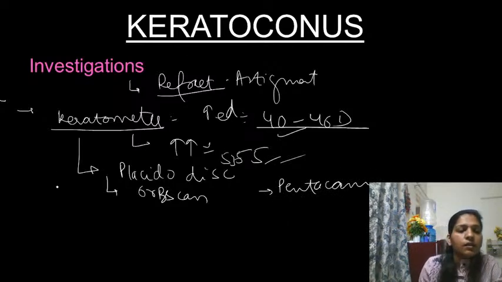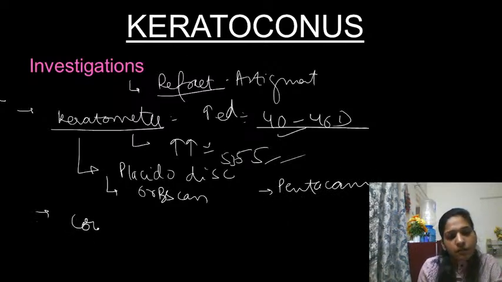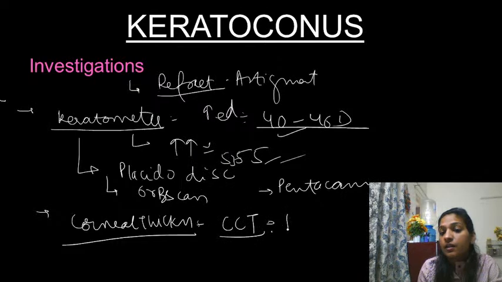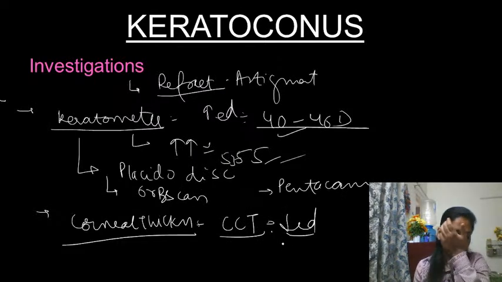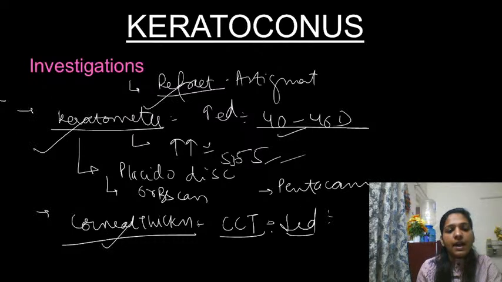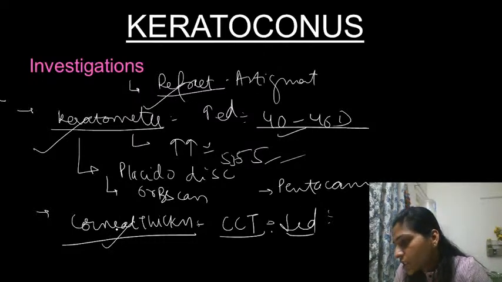We can also measure corneal thickness, that is central corneal thickness, CCT. It will be decreased in keratoconus as there is thinning of the cornea. So these are the main investigations in keratoconus: refraction, keratometry and corneal thickness.